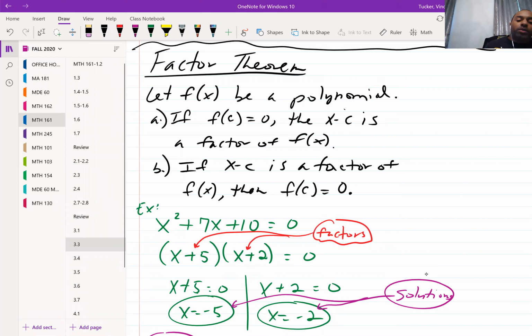And then what are the solutions? Remember we talked about basically when you look at x plus 5, if I want to solve for it, I will subtract 5 from both sides. That's where the opposite sign thing comes into play. When it was x plus 5, if I want to know the solution, that would be negative 5. X plus 2, the solution of that would be negative 2. So those would be solutions or zeros. Remember, zeros and solutions are the same thing.